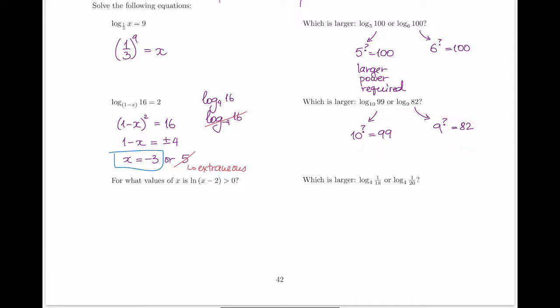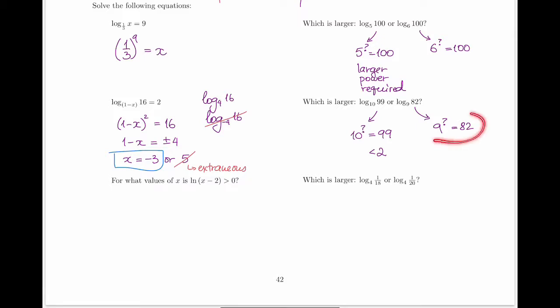Notice that I know that 10 squared is 100, which means that whatever this logarithm is has to be slightly less than 2, because if this was 2, I would have gotten to 100. I'm at a smaller number, which means that this logarithm has to be less than 2.